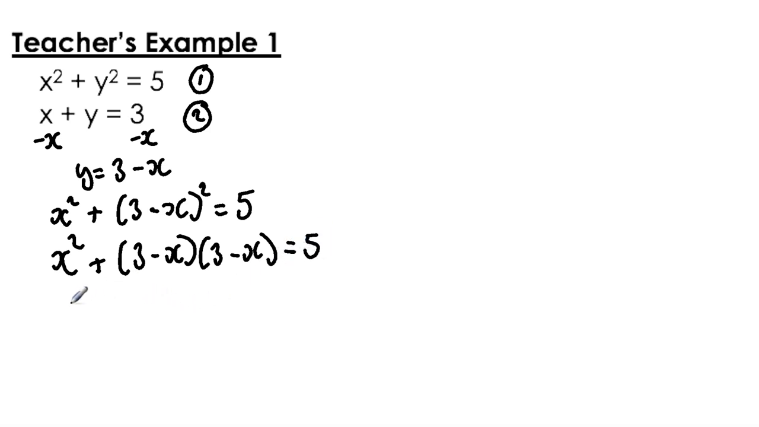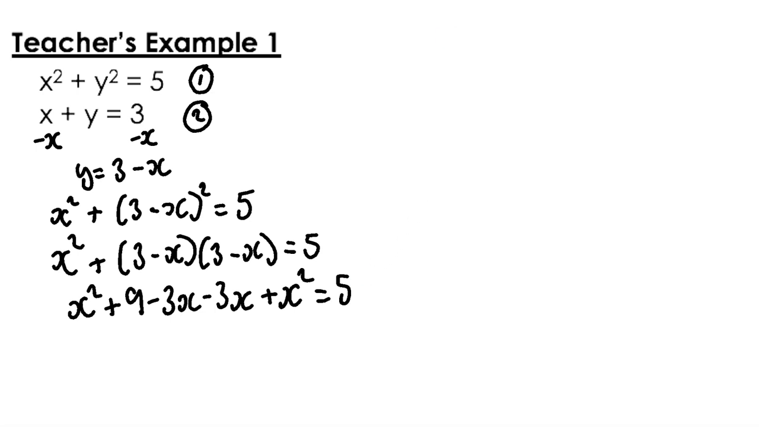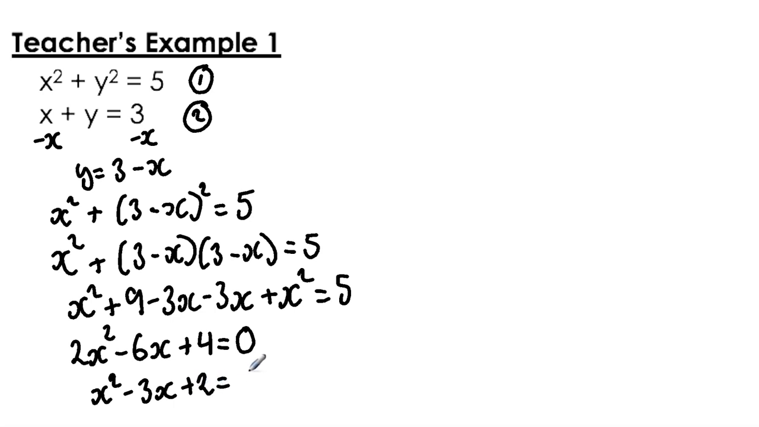I'm then going to expand the brackets. So x squared plus 9 minus 3x minus 3x plus x squared equals 5. I'm going to collect like terms and also subtract 5 from both sides to equate the equation to 0. So it'll be 2x squared minus 6x plus 4 equals 0. I'm then going to divide everything by 2 to make life a lot easier for us. So it's x squared minus 3x plus 2 equals 0.